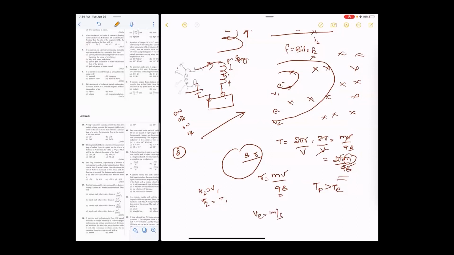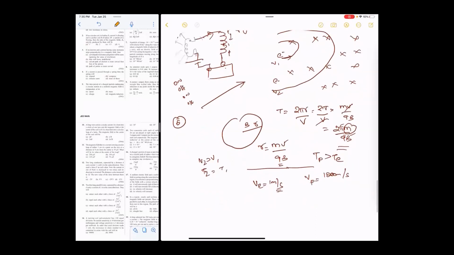So how logical the question will be. To deceive you, they will say the electron is thrown at 1 meter per second. The proton is thrown at 1000 meter per second, man. 1000 meter per second. They will ask you which one will come out of the magnetic field first.